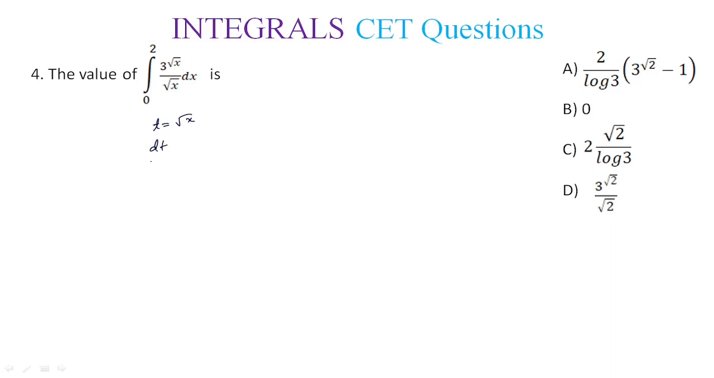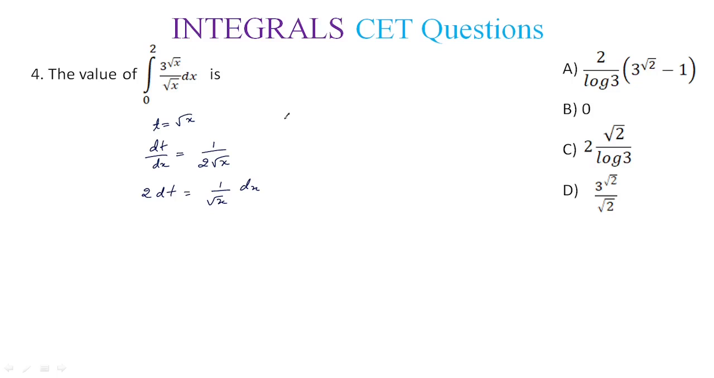Differentiating, dt upon dx is equal to 1 upon root x. Differentiation of root x is what? 1 upon 2 times root x. This can be written as 2 times dt is equal to 1 by root x into dx. Now, according to this substitution we need to change even the upper limit and lower limit also.